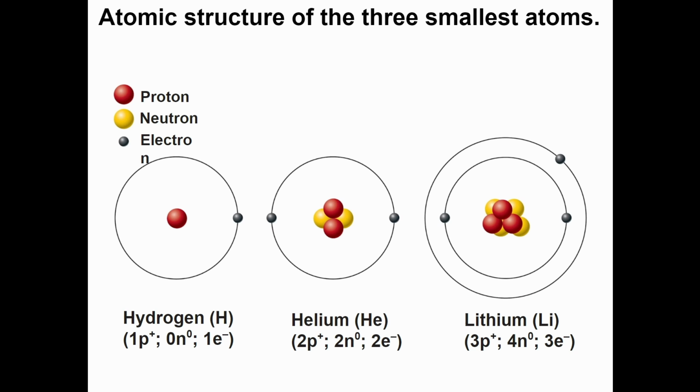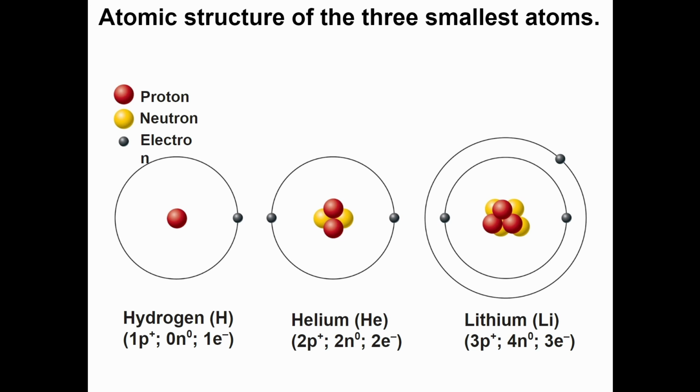Here are three more examples. Again, these are the smallest atoms. You have hydrogen, helium, and lithium. We've already looked at hydrogen and helium, so let's focus on lithium. Lithium has 3 protons, 4 neutrons, and 3 electrons. Notice that the red protons and yellow neutrons are in the nucleus, whereas the electrons are in orbitals.